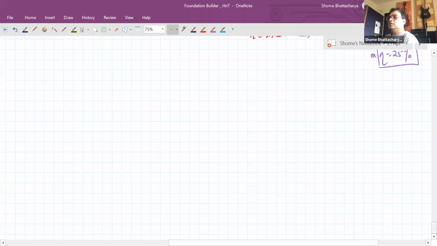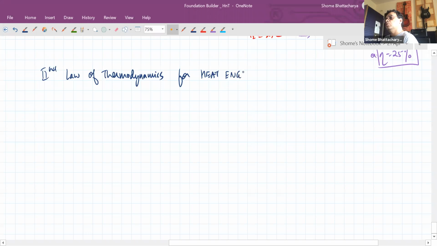All right. The next thing is the statement of the second law of thermodynamics for heat engines. There is a more general statement of the second law of thermodynamics, which is in terms of entropy, but that is not in our syllabus. The concept of entropy is not in the physics syllabus. You might have studied entropy in chemistry. So in the physics syllabus, the second law of thermodynamics is defined in terms of heat engines.